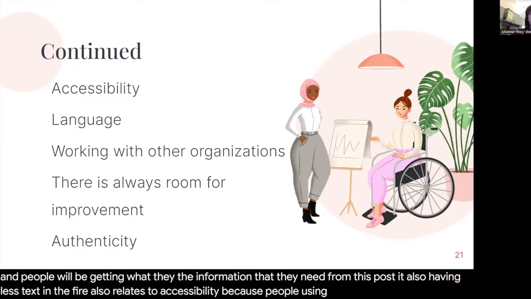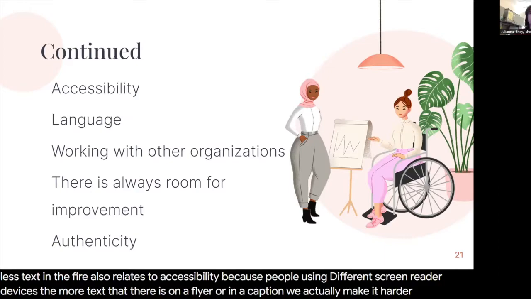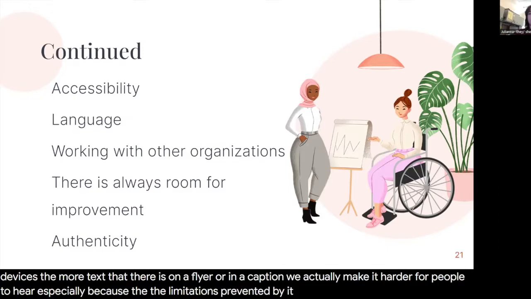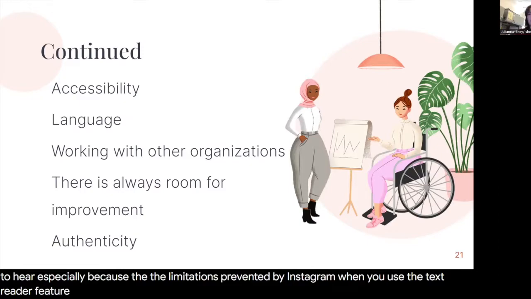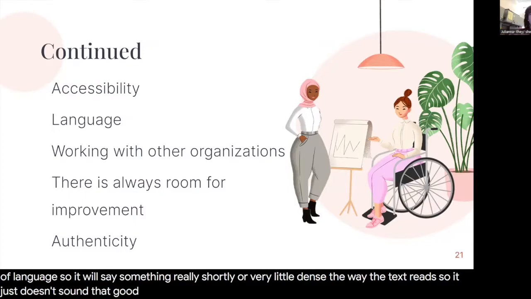different screen reader devices, the more text that there is on a flyer or in a caption may actually make it harder for people to hear, especially because of the limitations presented by Instagram. When you use the text reader feature, the voice that reads that text doesn't really take into account the nuances of language. So it'll say something really shortly or it'll condense the way the text reads. So it just doesn't sound that good. So just making sure that the text is limited.